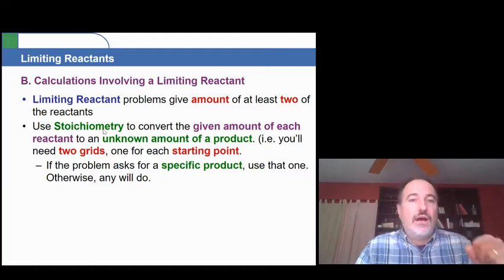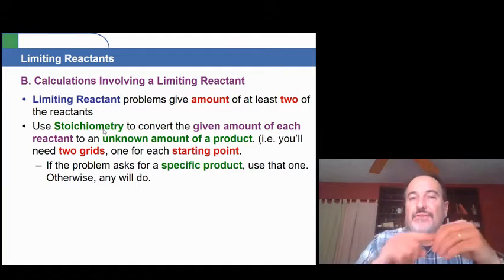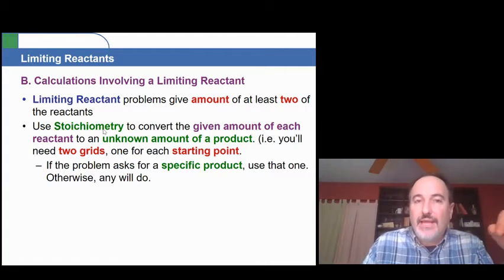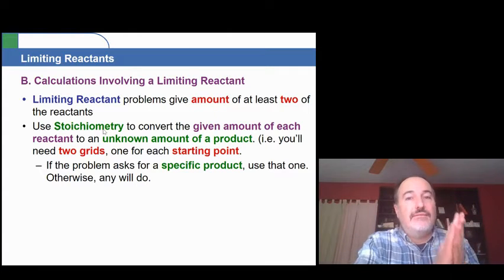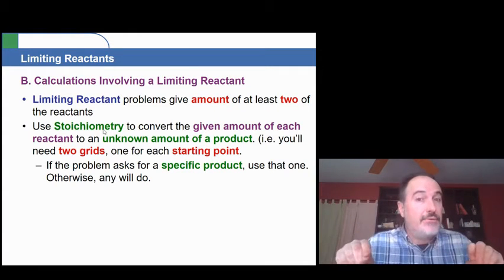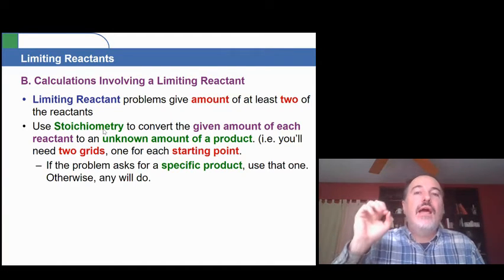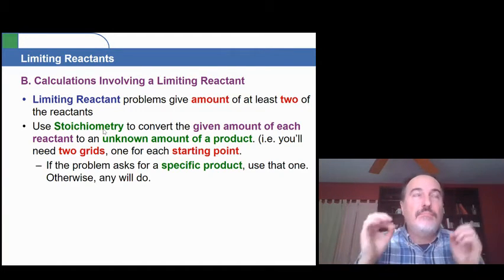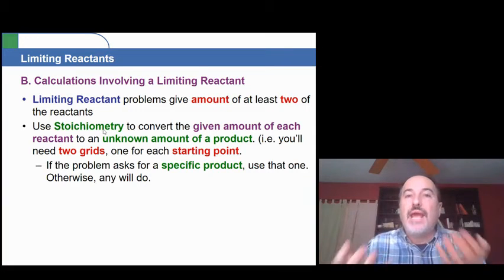So you start off with the 17 grams of hydrogen, and you figure out how many grams of ammonia you can make. That's 1. And then you take the 42 grams of nitrogen in a totally separate grid and go to the same endpoint, an unknown mass of ammonia. You do it twice and then you compare.